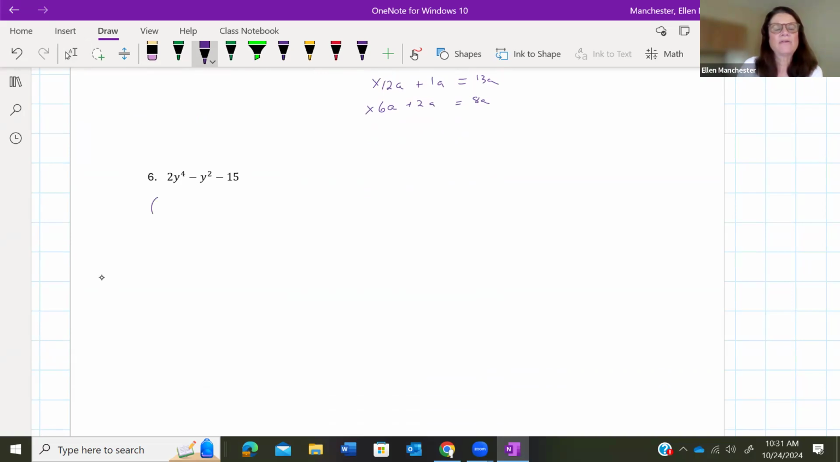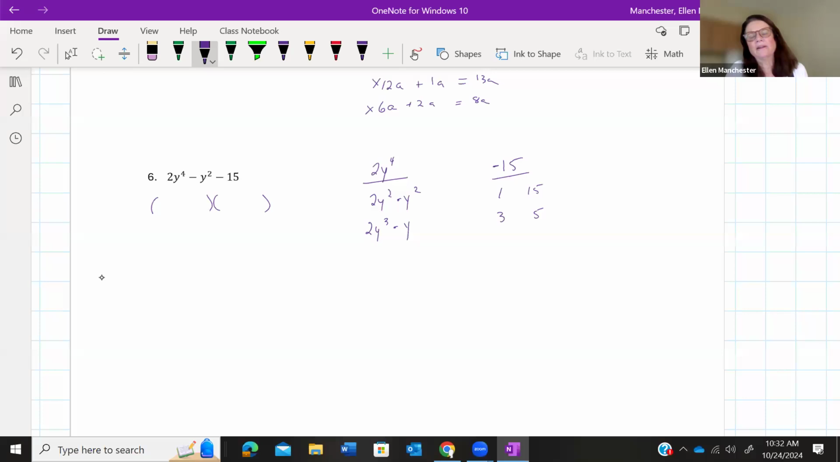How do we find what the variables represent? So 2y to the 4th is 2y squared times y squared. That's 1. Or you can do 2y cubed times y. Those are the only ways to get 2y to the 4th. So 15. Now we have a few more options. Oh, and it's negative 15, so make sure you put that in there.